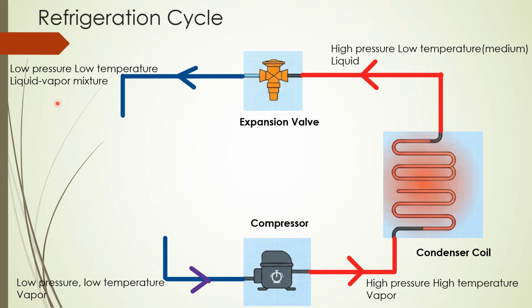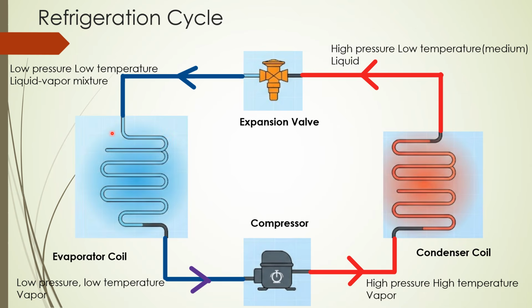Then we get low pressure, low temperature liquid vapor mixture from the expansion valve that enters the evaporator coil. The evaporator coil's job is to absorb heat from the space or product being cooled. This process is repeated as a cycle: compressor, then condenser, expansion valve and evaporator coil.